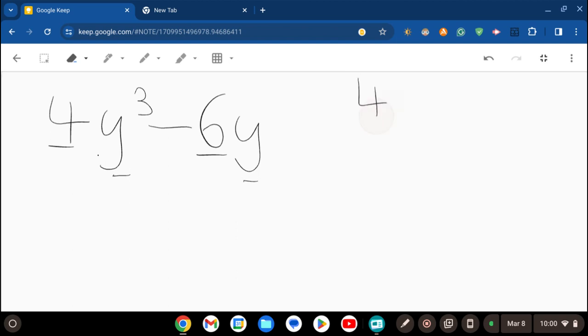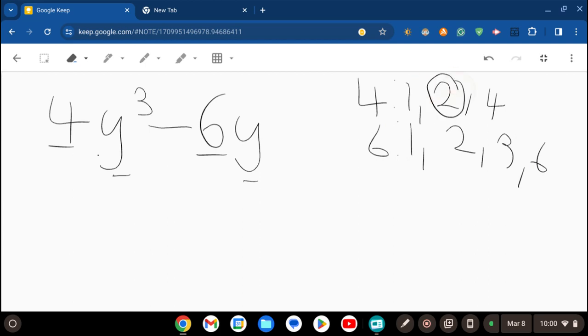So first, let's list the factors of 4. The factors of 4 are 1, 2, and 4, right? And the factors of 6 are 1, 2, 3, and 6. So if we look, the HCF between 6 and 4 would just be 2. So therefore, we would factor out a 2, right? That would definitely be factored out.